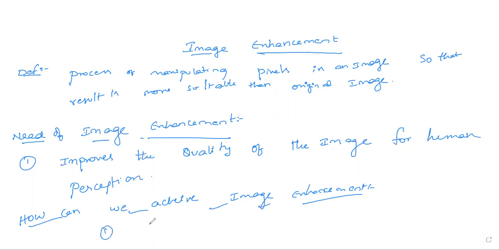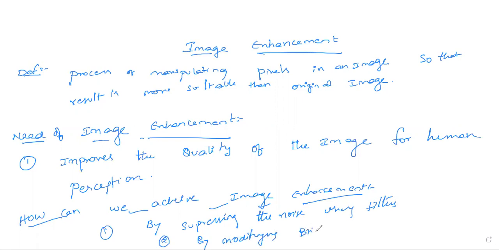First thing is by suppressing the noise using filters. Second one is by modifying the brightness and contrast of the images, right?